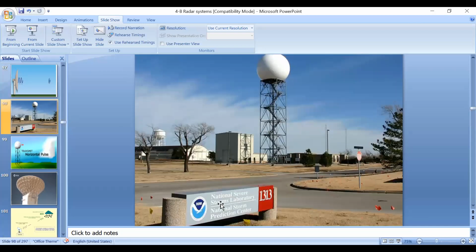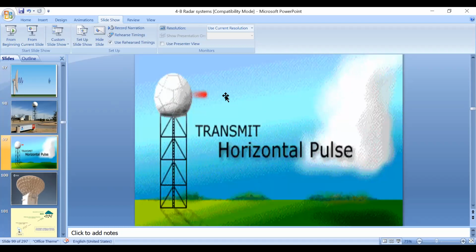And this is the National Severe Storms Laboratory, the National Storm Prediction Center, where our continuous wave Doppler radar is used, right? Actually, in these laboratories, our continuous wave Doppler radar is used to predict the weather conditions. And see how it sends here. It uses a horizontal transmission.